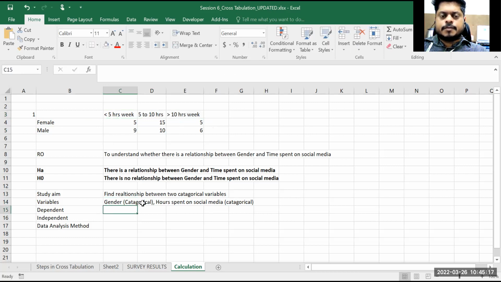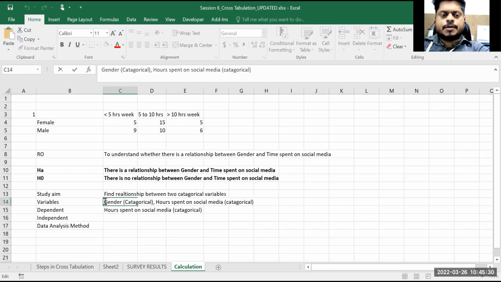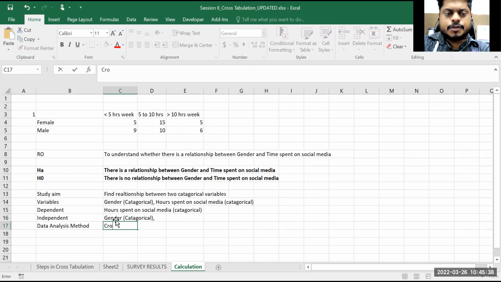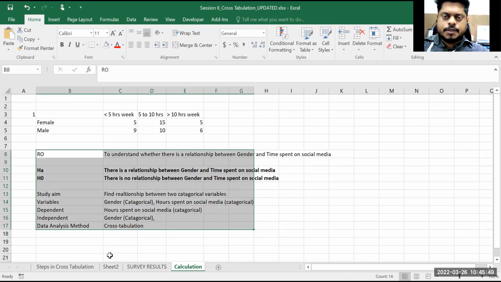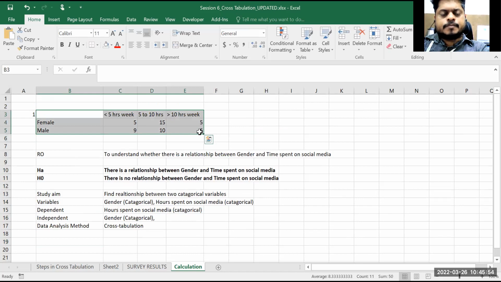So which will be my dependent out of these two variables? Hours spent on social media. So hours spent on social media is dependent. Gender is independent. Data analysis method will be cross tabulation, right? So as long as you are able to find out like this, right? So 50% of the mark is guaranteed for you, right? This part at least you have a clear understanding. So now again we'll replicate this table.